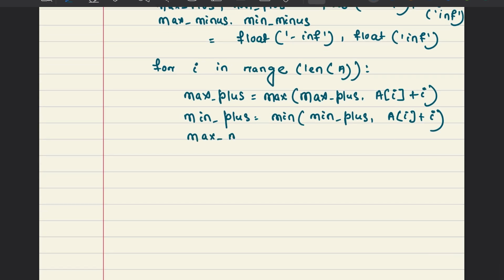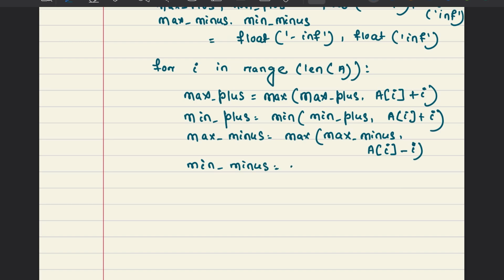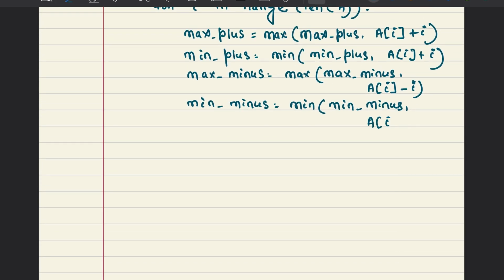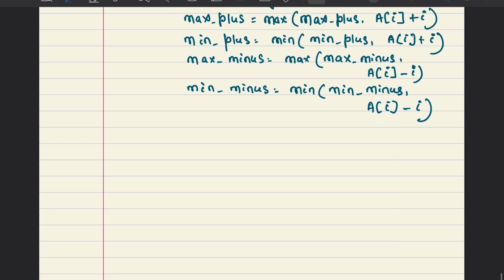Similarly, max minus, we can say max of max minus, whatever we have found, and a[i] minus i. And then min minus equals min of min minus and a[i] minus i. So we have found all four variables.